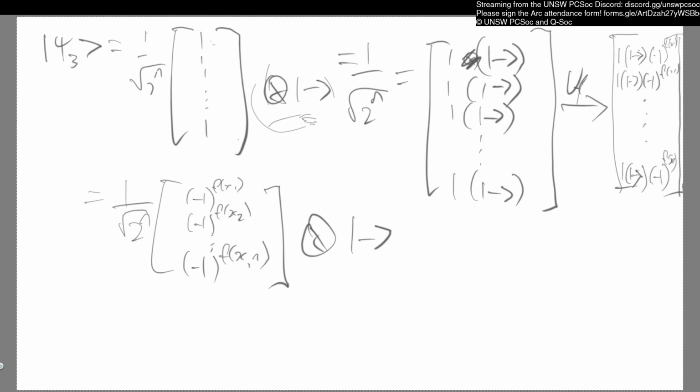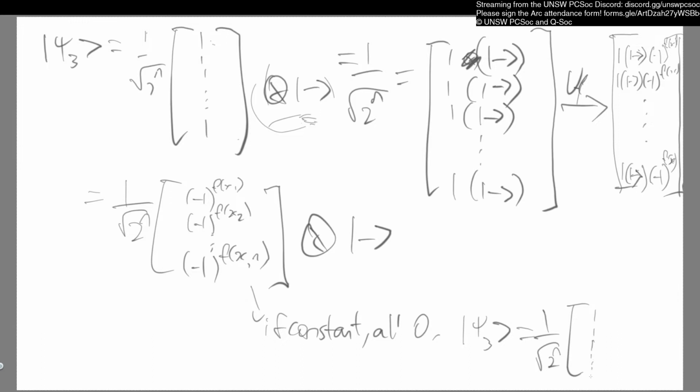So, why is this important? If constant, if the function evaluates to all zeros for all arguments, then this will be rewritten as 1 to the 2 to the power of n. Minus 1 to the power of 0 is 1. Okay, so all 1, 1.